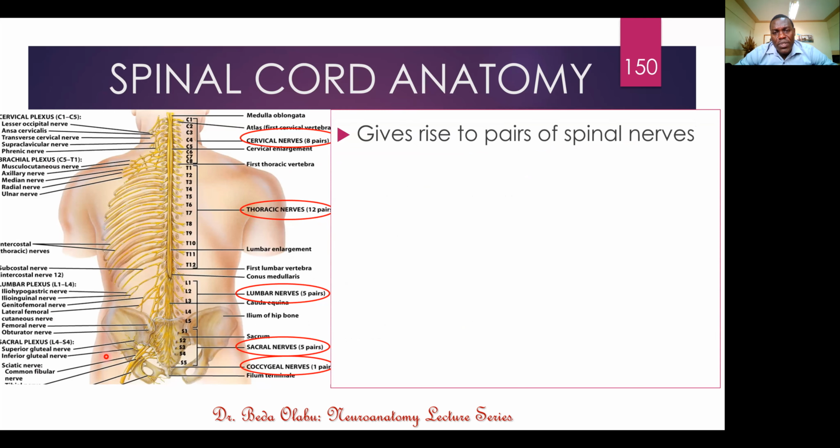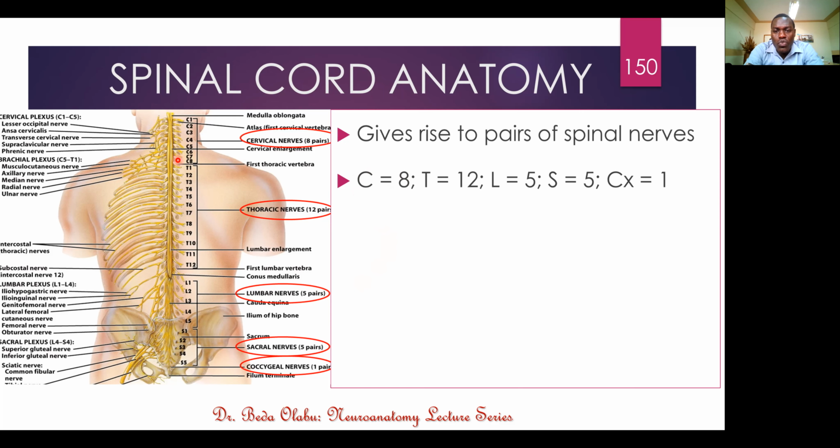The spinal cord gives you pairs of spinal nerves. We have a total of 31 pairs of spinal nerves. These 31 pairs of spinal nerves are distributed as follows. In the cervical region, we have 8 pairs of spinal nerves. We name them C1, C2, C3, all the way to C8.